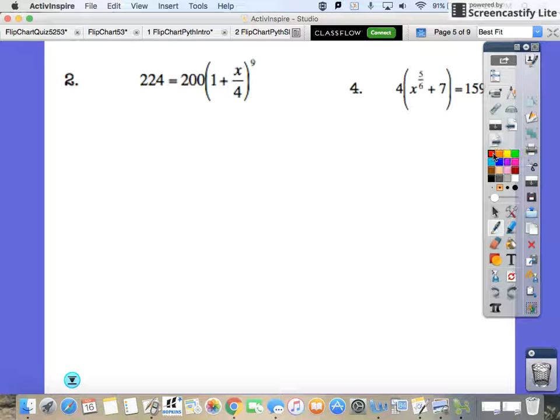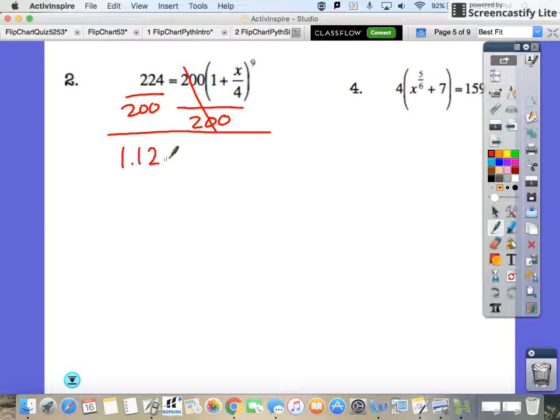On the next page, for this example, 224 equals 200 times the quantity 1 plus x over 4, all to the power of 9. First thing we'll do is the multiplication on the outside because subtraction and addition is happening internally. We can't get into the parentheses yet, so we'll divide by 200. 224 divided by 200 is 1.12. Over here, we've still got 1 plus x over 4, all raised to the 9th.